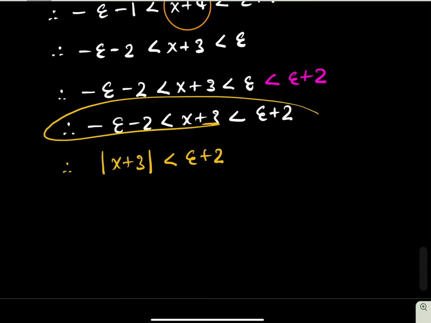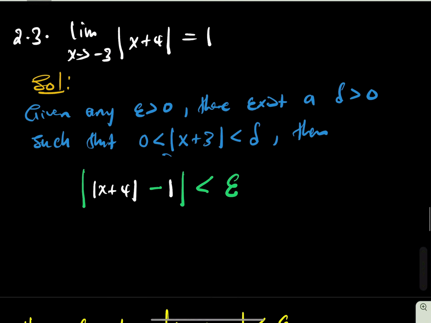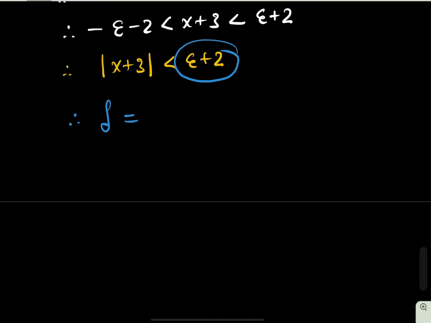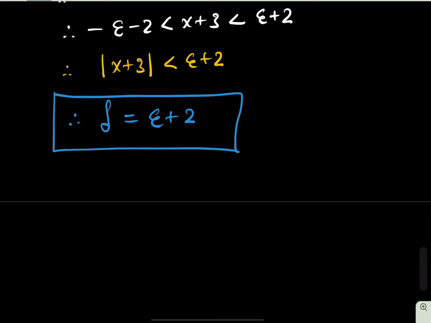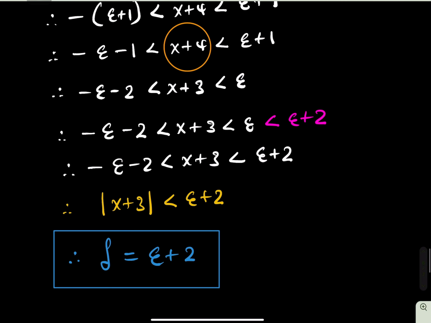All right, and that should be very easy. And I said to you, if you can get this one from what you're comparing it with, which is this one, then that gives you your delta. That then gives you your delta to say, therefore, the answer that they are looking for, its delta is going to be equal to that one, which is epsilon plus 2. So that should really suffice for that particular answer there. I hope you get the logic behind this one.